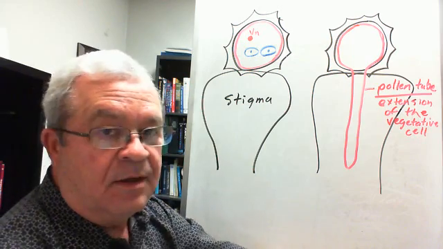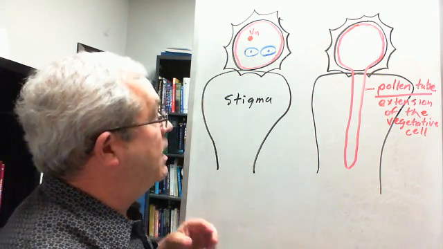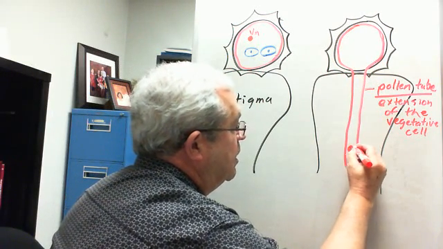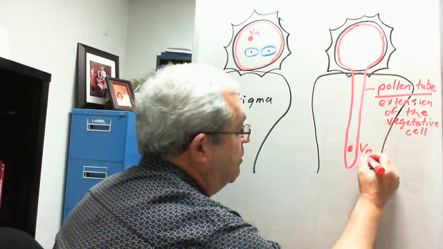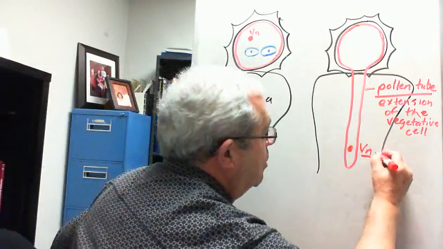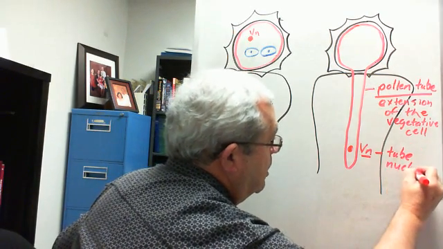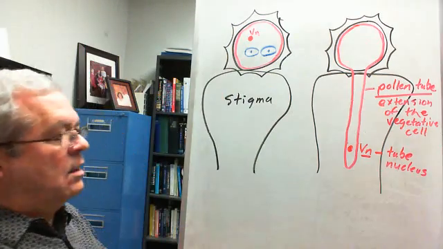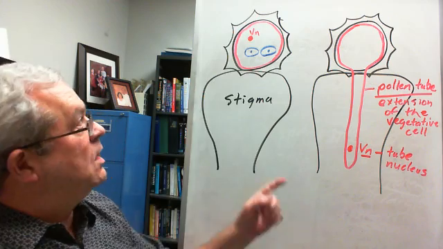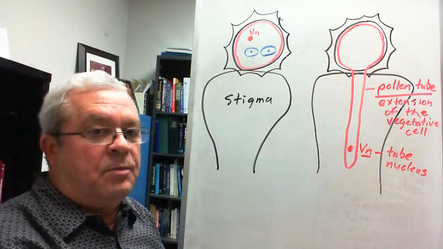Now, what's the order? Well, the leader of the pack, the first one out of the pollen grain, is V sub n, the vegetative cell nucleus, now known as the tube nucleus, or often known at least as the tube nucleus. The nucleus of the vegetative cell is the leader of the pack.